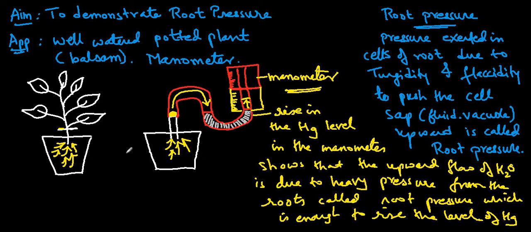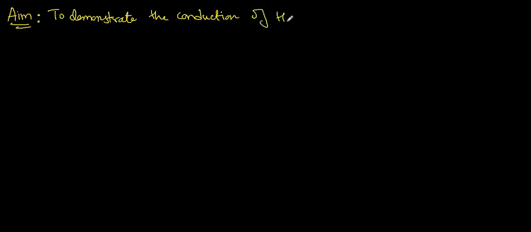So I'm going to move to another experiment related to the presence of xylem and phloem, which helps in the water conduction and the conduction of food. So another experiment, aim. What is the aim of the experiment? The aim of the experiment is to demonstrate the conduction of water through xylem.